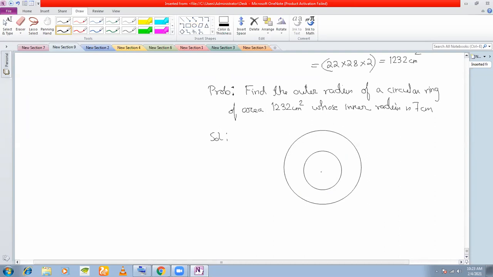Okay, so we have two concentric circles, center O. This is the circular ring, whose area this time is given to you. What is the area given to you here? The area given to you of this is 1232 centimeter square. And the inner radius here is given to you as 7 centimeter. Okay, you need to find out the outer radius, capital R.